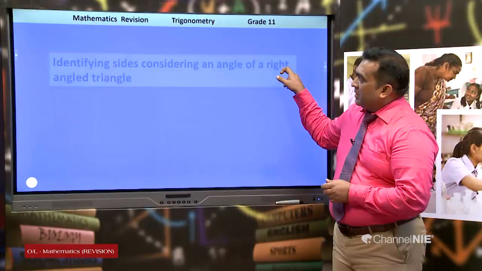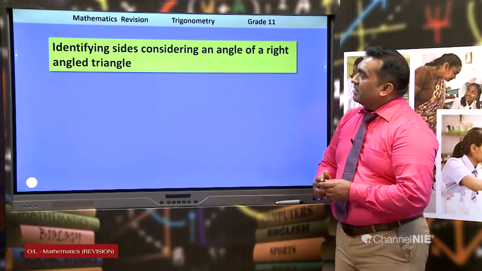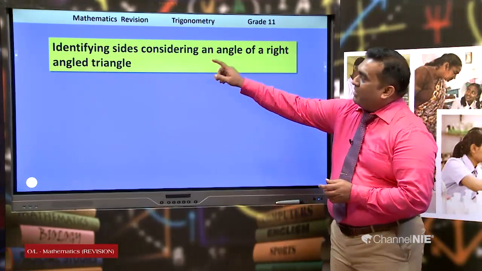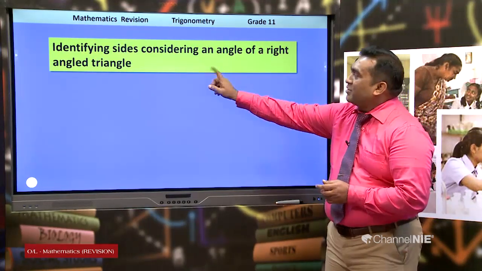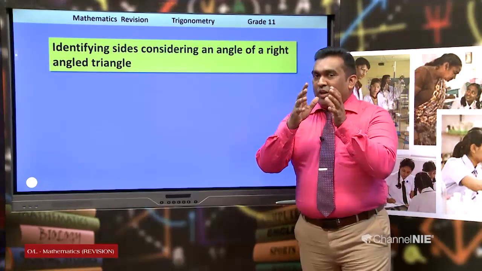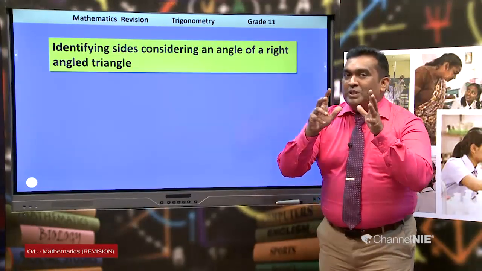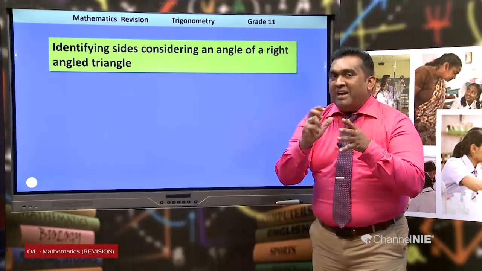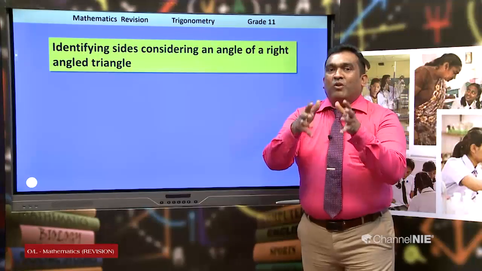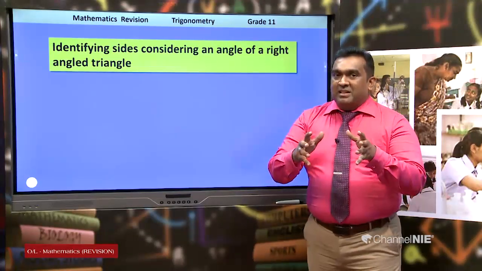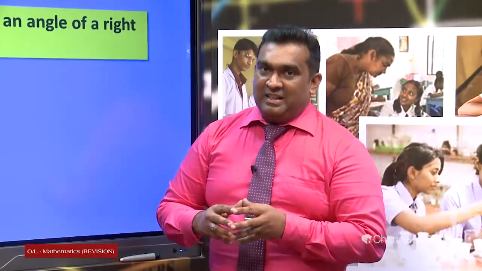Then, identifying sides considering an angle of a right angle triangle. In this case, we are going to focus on a triangle. It means we want to make an angle according to the sides. Basically, we are going to identify an angle. According to that angle, we are going to define sides, right?